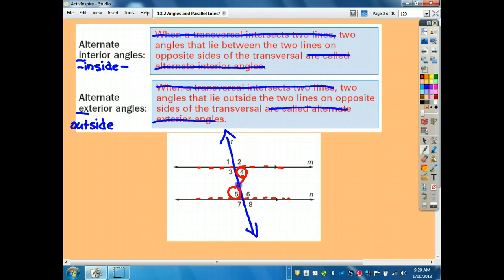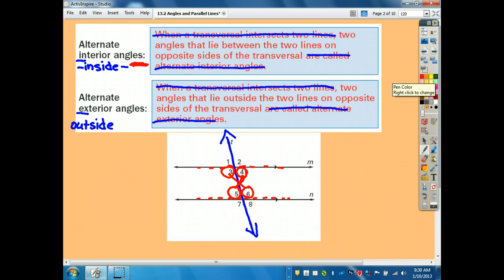These are alternate interior. What's another group of alternate interior? There's one more set. The 3 and the 6. Those are the alternate interior because they're inside of these lines, all right? So those are the alternate interiors in the red.